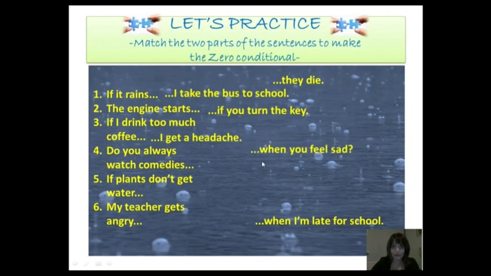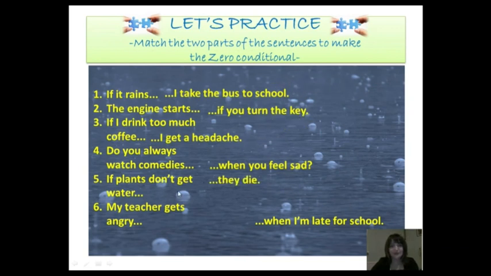Excellent, it is this one. When you feel sad. Da li uvek gledaš komedije kada si tužan? Well, I do. Number 5. If plants don't get water. Very good. They die. Kada biljke ne dobijaju dovoljnu količinu vode, one se osuše.